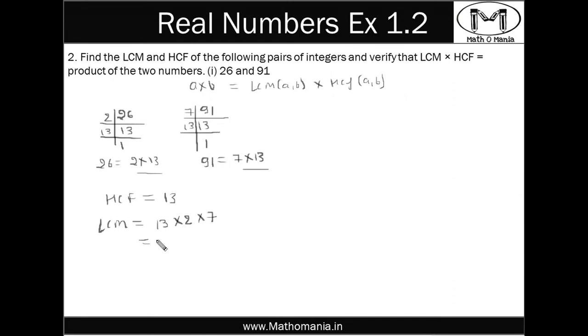So this can be written as 2 into 7 into 13, that is 26 into 7, which further is equal to 182. So this 182 is the LCM of these two numbers. Now we need to verify whether this property is correct or not, right?